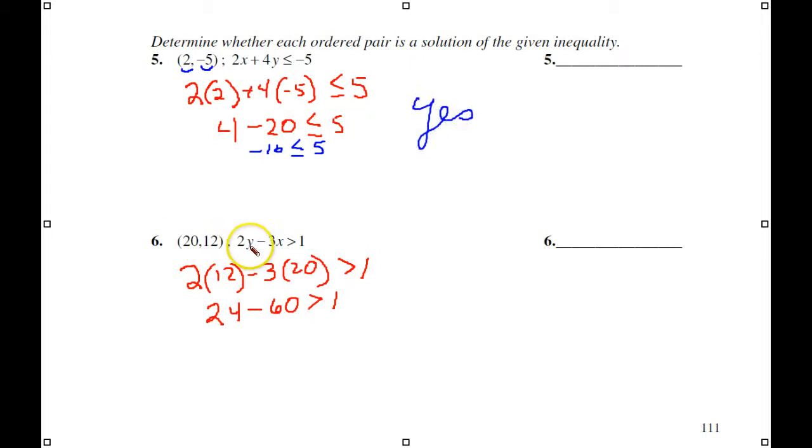Now, notice here they didn't quite have it in standard form. They switched the y term around. So y is 12 and x is 20. So this gives us a -44. Is that greater than 1? And the answer is no. Now what they're saying is, if this is your test point, where you put that point, that's the part you would have to shade.